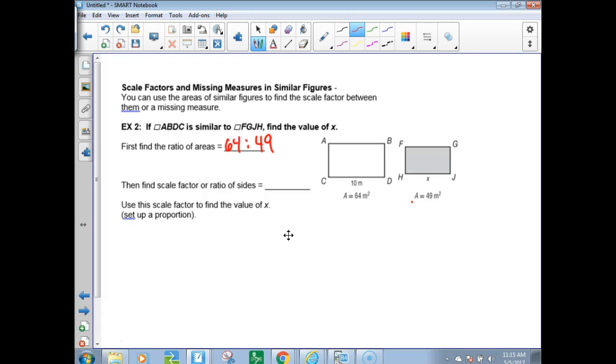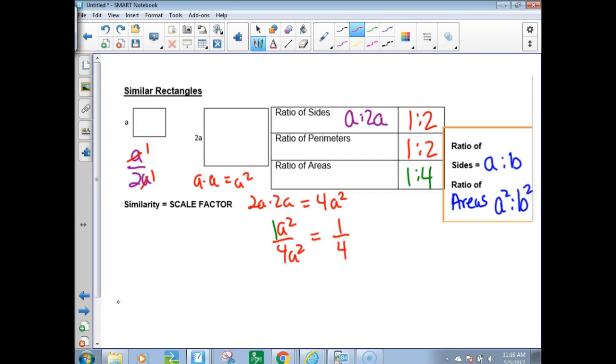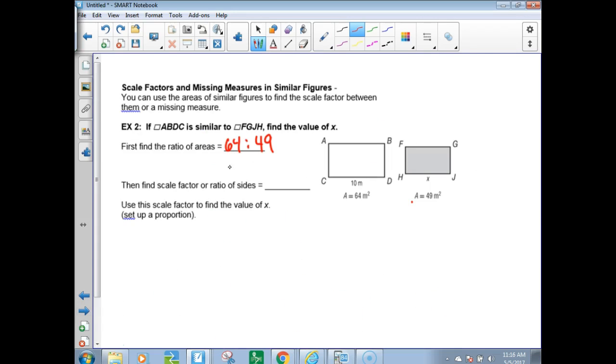Now, how do we go backwards to get the ratio of the sides? We want to go from here to the side ratio. When we had the sides, we squared them to get the areas. So we're going backwards. Say it louder. Nathan. Square root. To find the scale factor or ratio of the sides, we're going to unsquare 64 and 49. So that's 8 to 7.